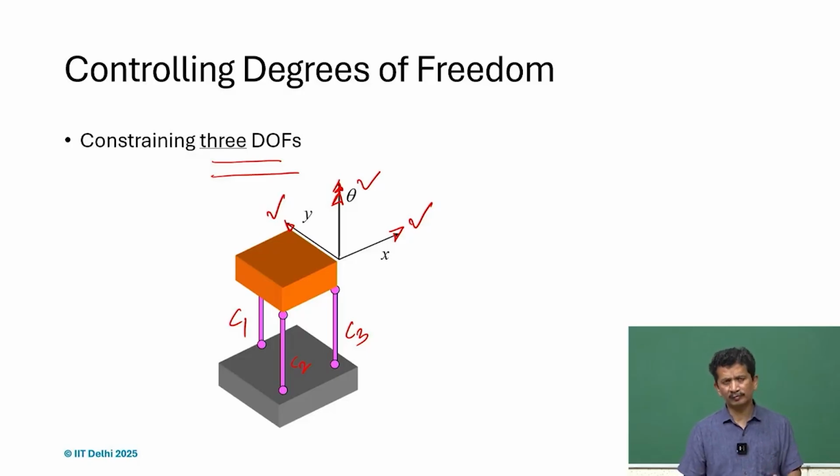What we also observe is that there will be a shortening effect, because if it translates in x and y, or if it has a theta motion, there will be parasitic motion in the z direction, but that is not independent motion, and that is why we always call it a parasitic motion.